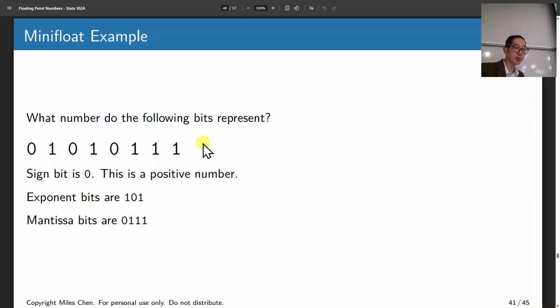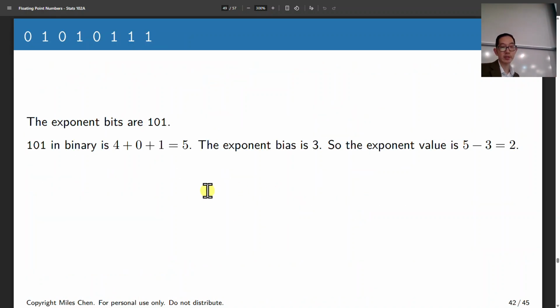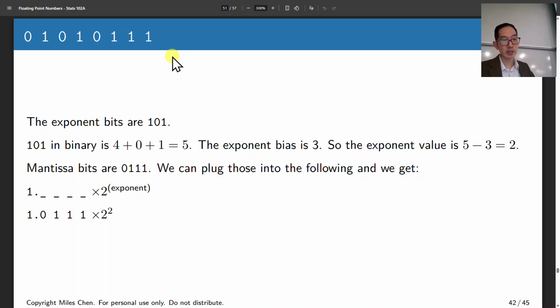All right, so if my exponent bits are 1, 0, 1, what is that? I can go back to my table and say 1, 0, 1 is 5, but I have an exponent bias of 3, so the true exponent is 2. The mantissa bits are 0, 1, 1, 1. So I put that in there.